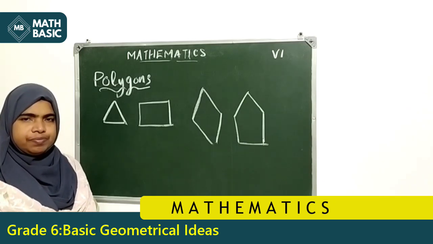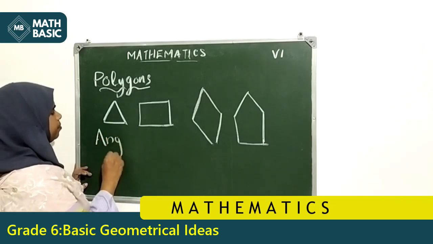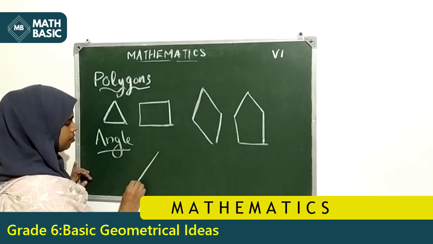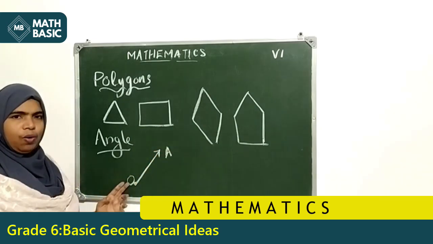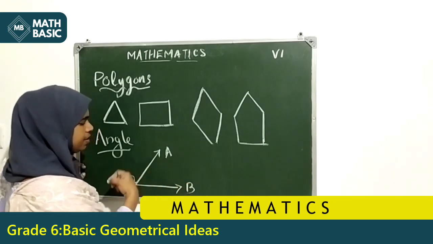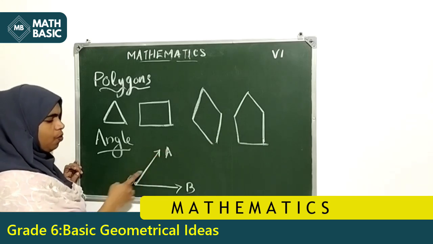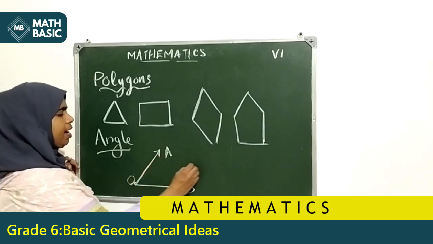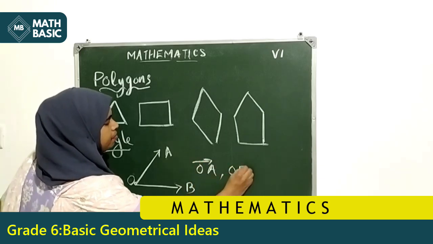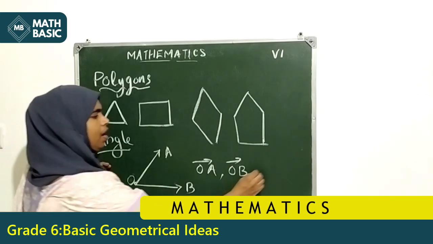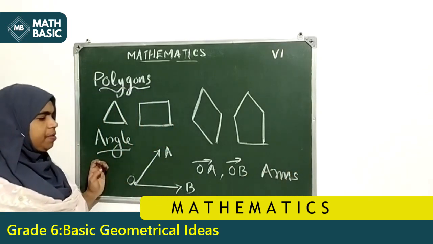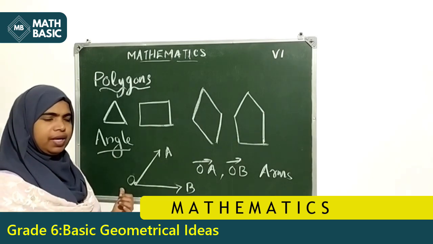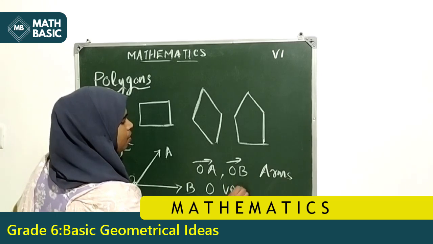Then, what is an angle that you have learned? Listen, we have learned rays. See, OA is a ray. OB is another ray. Here making an angle. That is AOB. This angle is AOB. Ray OA and ray OB are called arms. That all you learned in 5th standard. And O is the vertex.